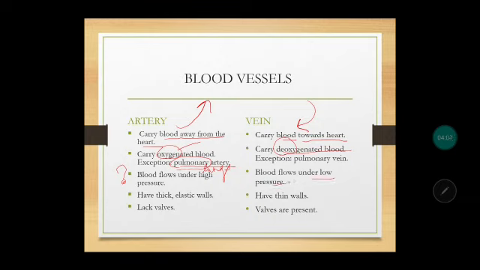See, in the heart, the pressure of the blood will be more as compared to other tissues. So that is why the artery has to carry blood away from the heart, means it takes the blood from the heart to different parts of the body. That is why it flows under high pressure. Now because in arteries the blood is flowing under high pressure, they have thick and elastic walls, whereas veins have thin walls. Similarly, because the blood is flowing under high pressure in arteries, they do not have valves.